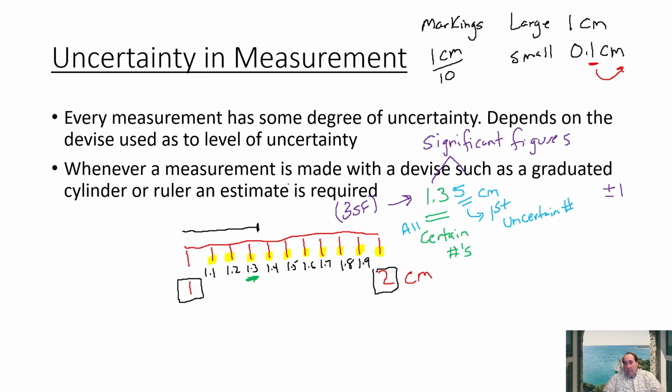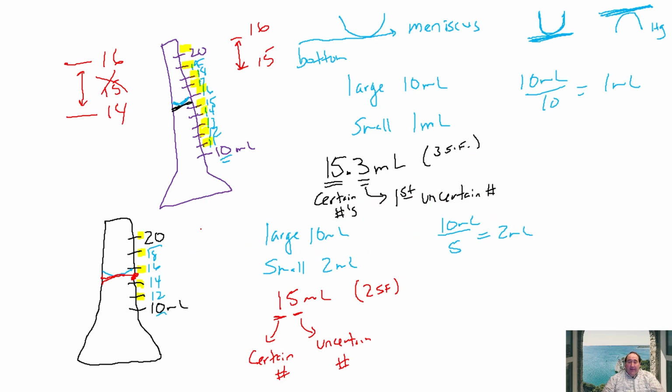We could take the reading one more place to the right, which is exactly what we did. We went to the second decimal place. We see that here on the second example. Smallest marking is 1, which means we could go one more place to the right, which would be 0.1. And that's exactly what we did. But here you cannot do that.